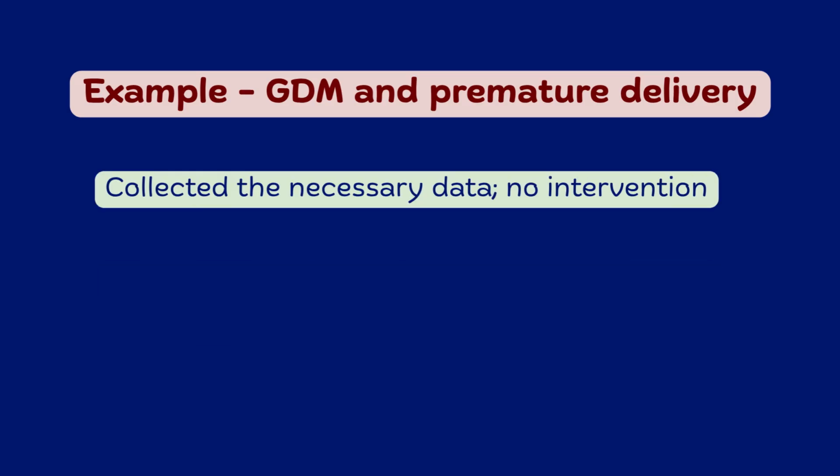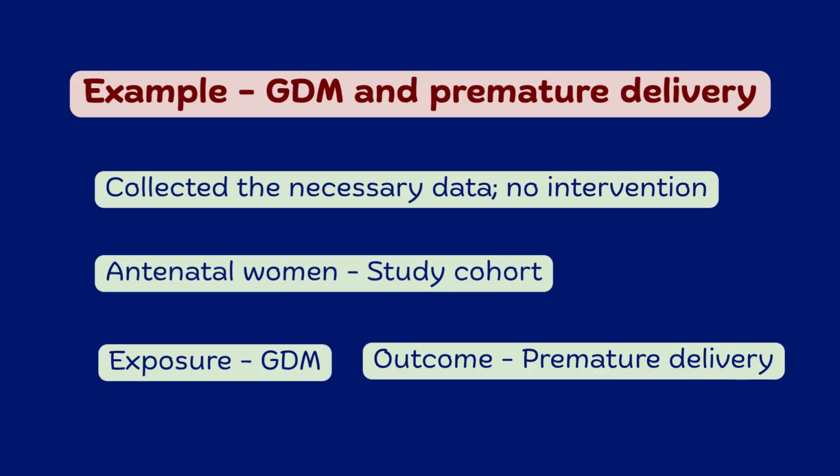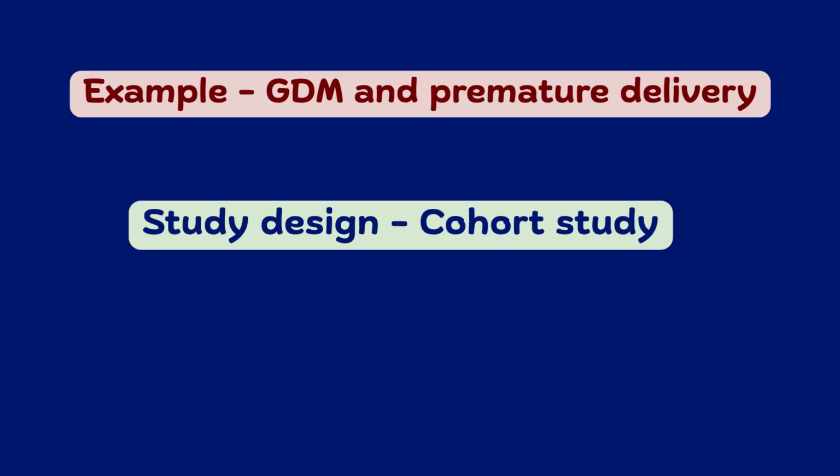This was an observational study as the researchers simply collected the necessary data and did not provide any intervention for the purpose of the study. They recruited the study cohort based on a shared characteristic, measured the exposure, that is gestational diabetes mellitus, at baseline, and followed them over a period of time to document the development of the outcome, that is premature delivery. The study was described as a cohort study.